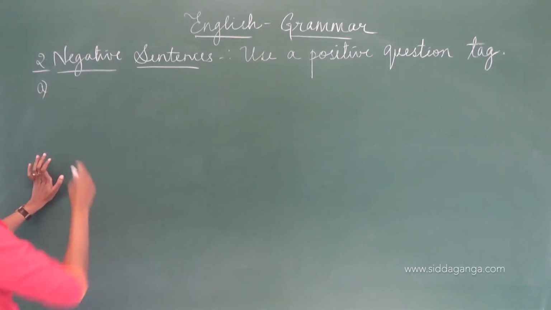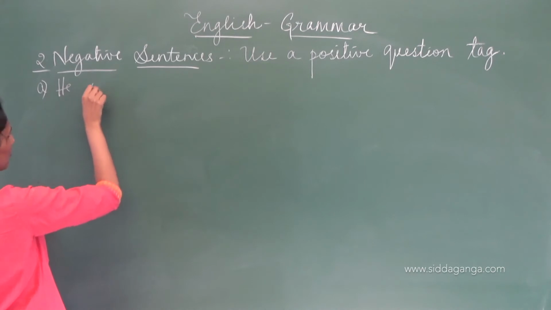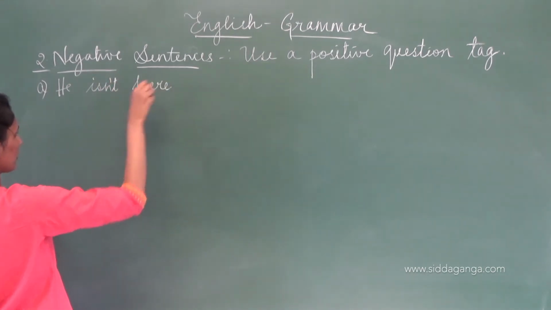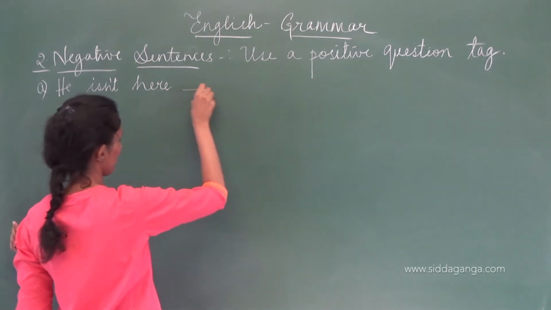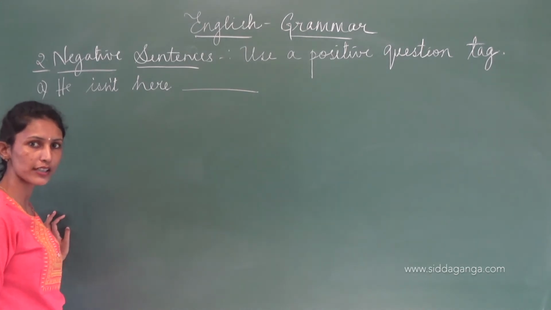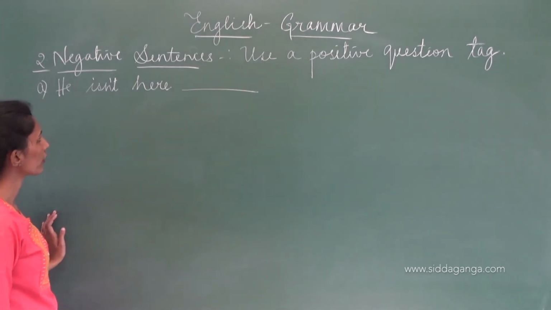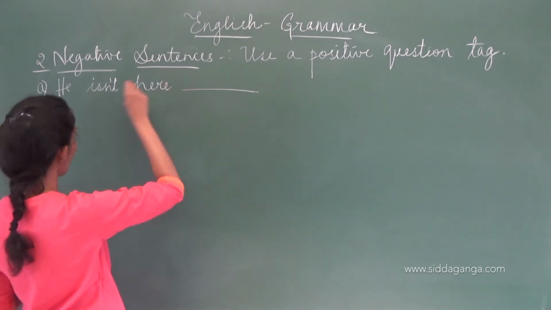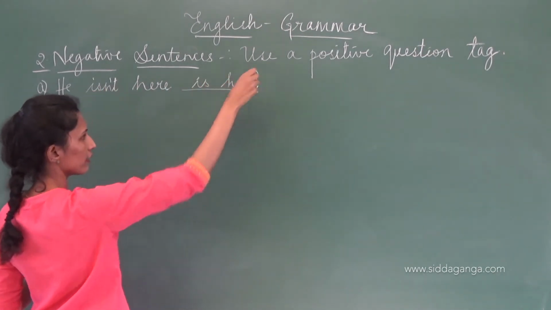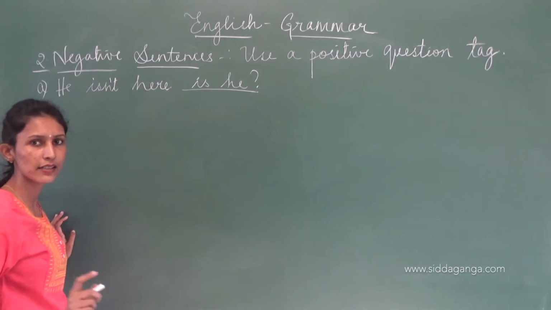First one: he isn't here. So isn't is negative, is not, is plus not, isn't. Alright, he isn't here. So the question tag will be, is he? Is he here? He isn't here.